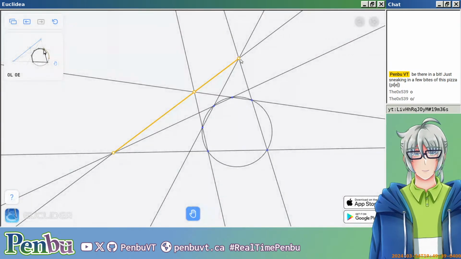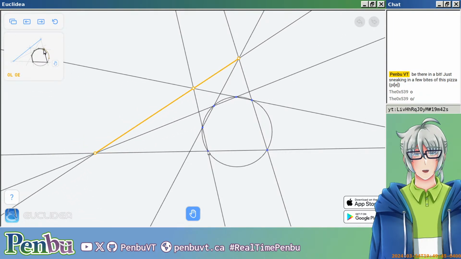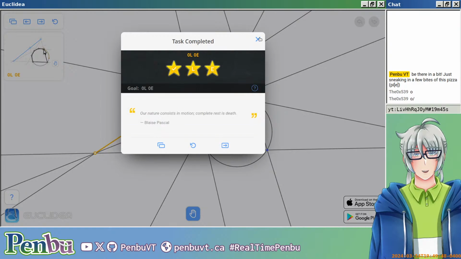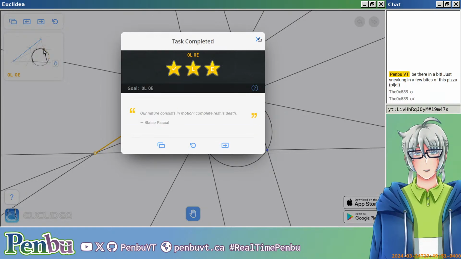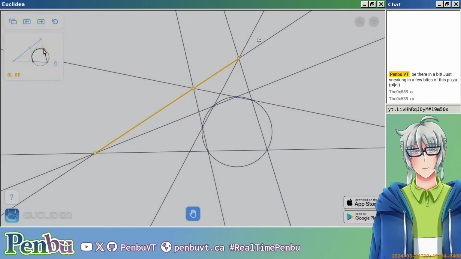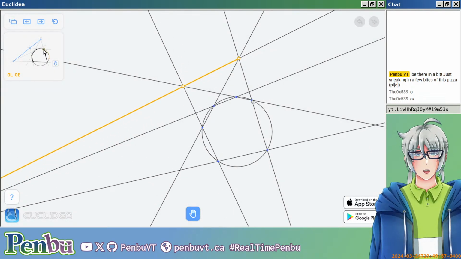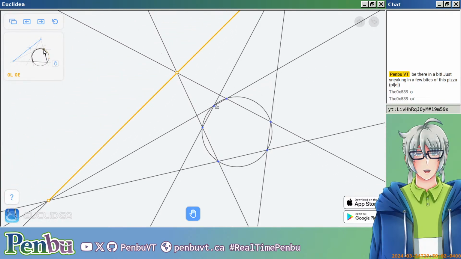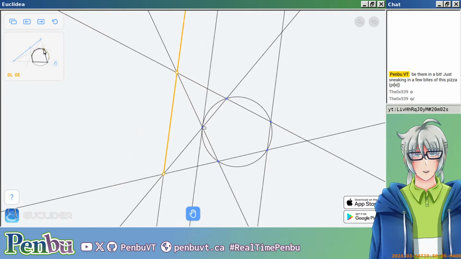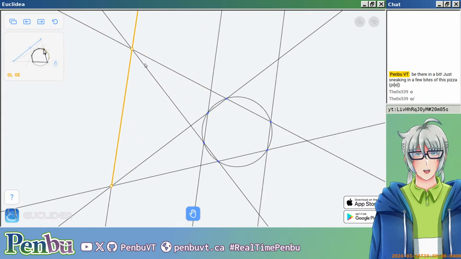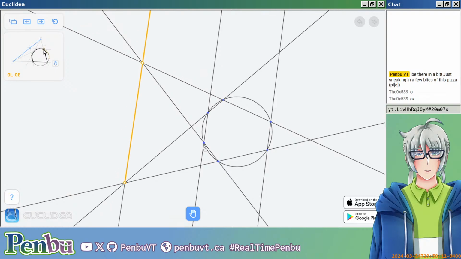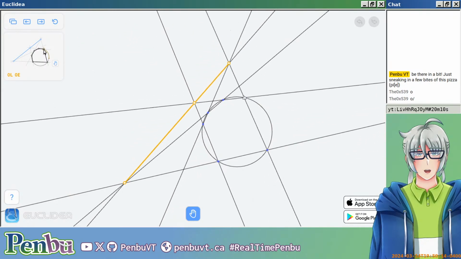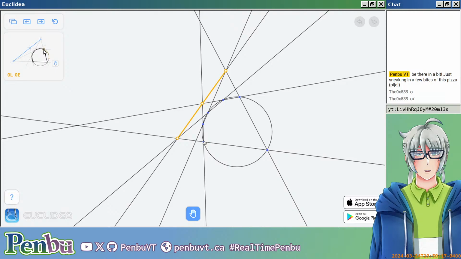So if we move these points here, then if you extend... Oh, I'm still playing around with that. Our nature consists in motion, complete rest is death, Blaise Pascal. So we have our hexagon here. And it's saying that the lines, if you extend them, intersect, and you end up with a line this way. I'll try to shrink that a little bit. I'm not sure what the application here is, but sure.